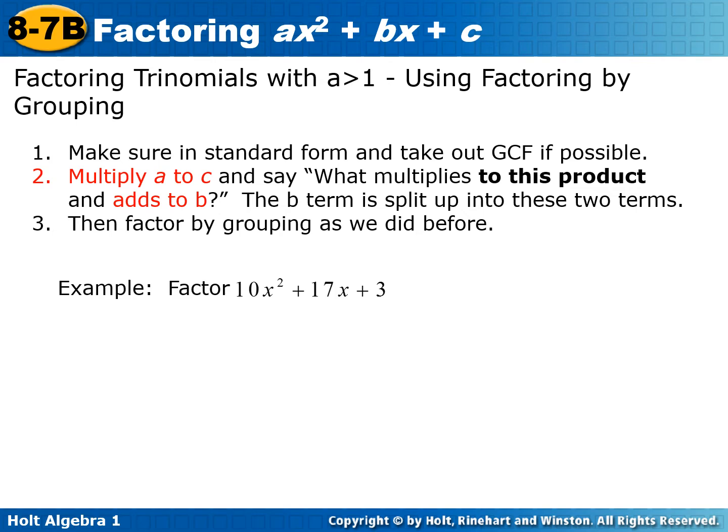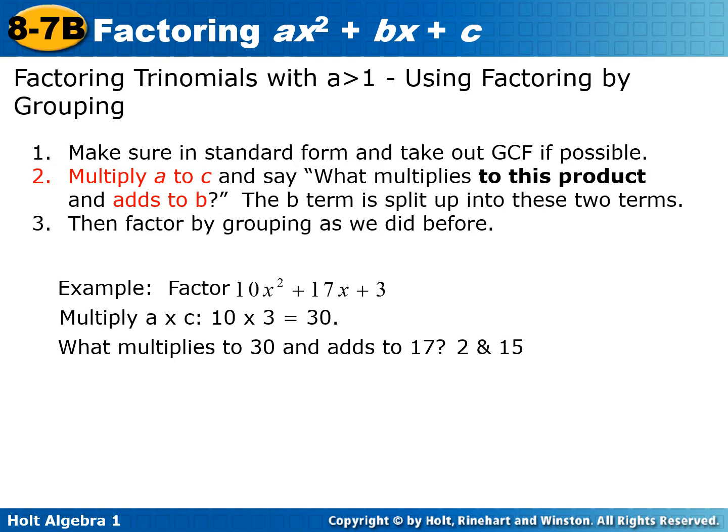Okay, so if we look at this here, I'm just going to go over that step right now. My A is greater than 1. So I have to make sure it's in standard form. We're good. I have to make sure I can't factor anything out. I'm good. Now I'm going to multiply A and C. So 10 times 3 is 30. And then what factors of 30 add up to 17? And I'm adding because my C value is positive. Well, my two values that add up to 17 are going to be 15 and 2. So I'm going to use 15 and 2.